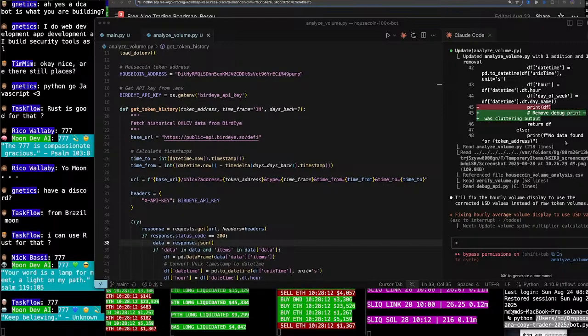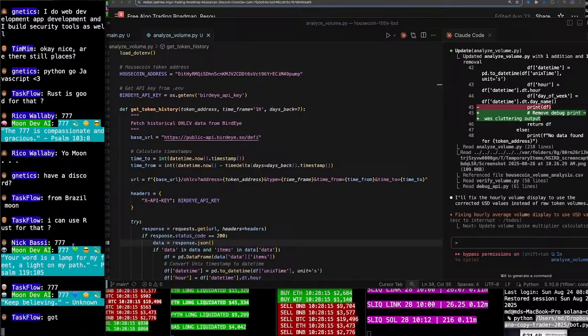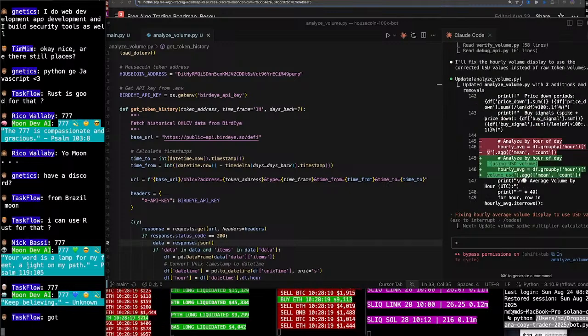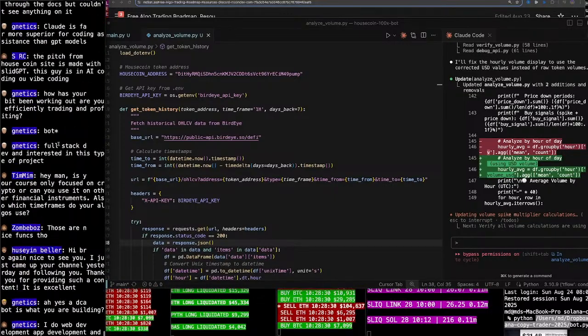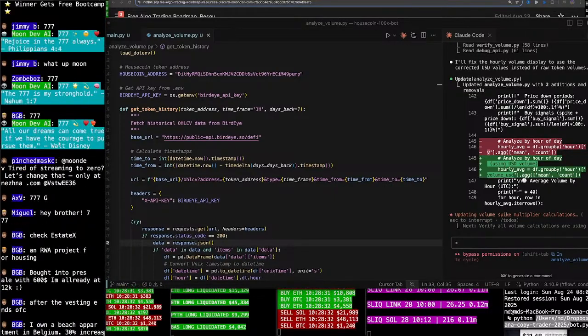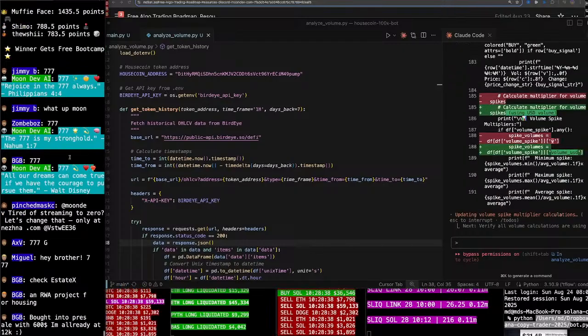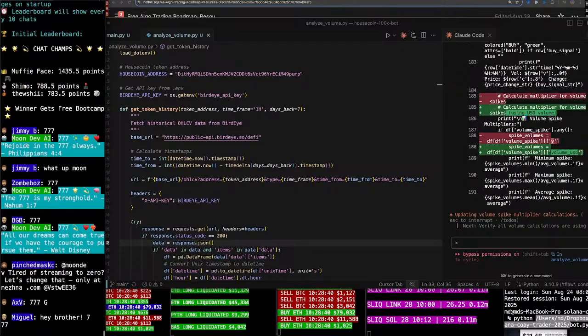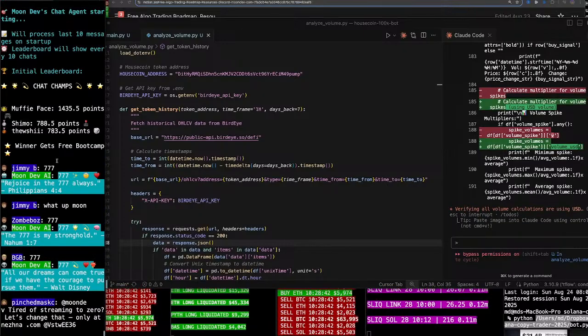777. Thank you. Your word is a lamp for my feet, a light on my path. Keep believing. The 777 is compassionate and gracious. All that come true if we have the courage. 777 is my stronghold. Rejoice in the 777 always.